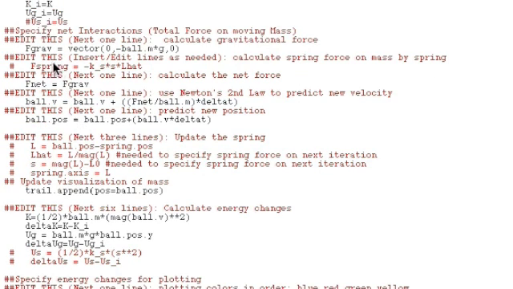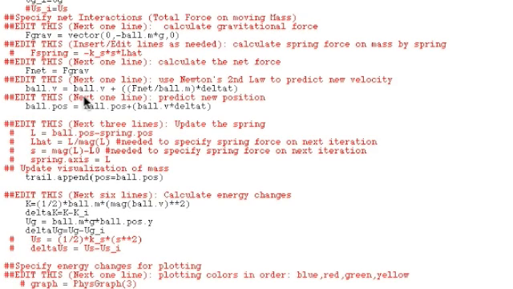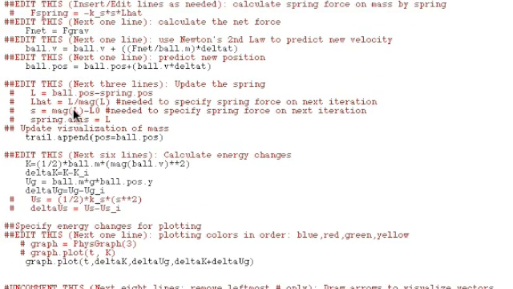In this case, gravity is still equal to the negative m times g in the y direction, and so this is equal to F net. We can still use Newton's second law to update the velocity and the position of the ball. We can then find kinetic energy using the new position and the new velocity of the ball, as well as delta kinetic energy by subtracting the initial kinetic energy. We can also find potential energy by using the new position of the ball, as well as the change in potential energy.